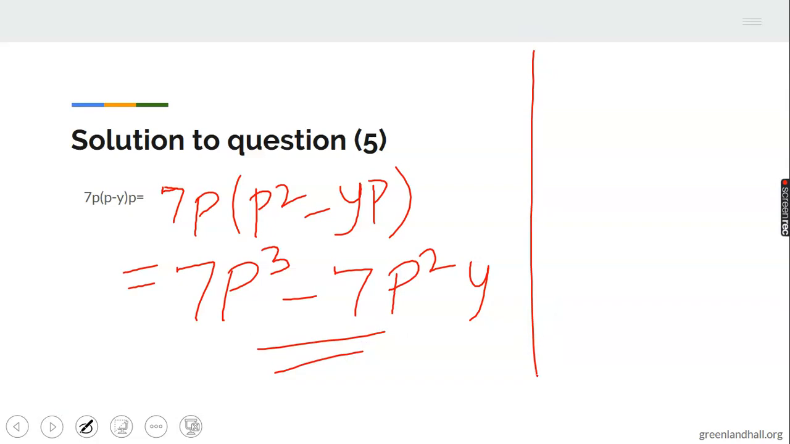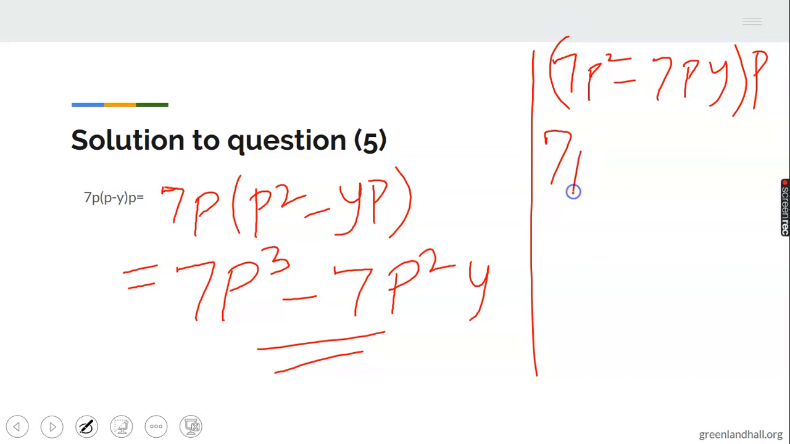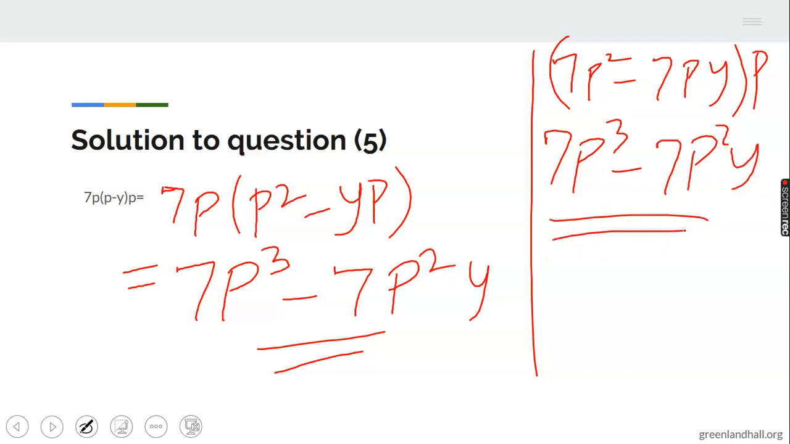Distribute 7p over. That will be 7p multiplied by p. That will be 7p squared. Then multiply by y. That will be 7py. Then multiply by p. So this will give you 7p cubed minus 7p squared y. Okay, either way round.